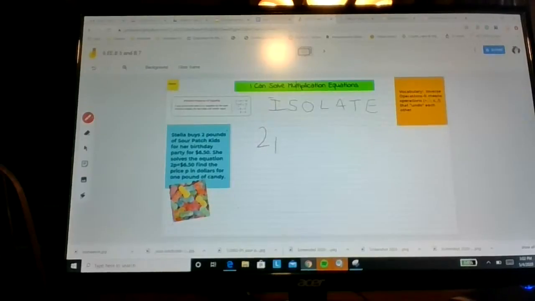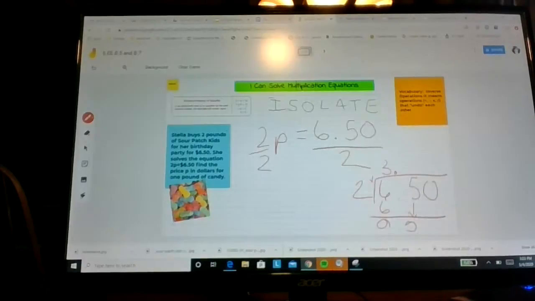So I have 2p equals, I'm going to leave the dollar sign out for just a moment, $6.50. Okay, I want to know what 1 is. So I'm going to isolate that variable right there. I'm going to divide by 2, and I'm going to divide by 2. So if I take $6.50 and divide by 2, that goes in 3 times. 2 times 3 is 6. Nothing left. Bring my decimal up. Bring down my 5.